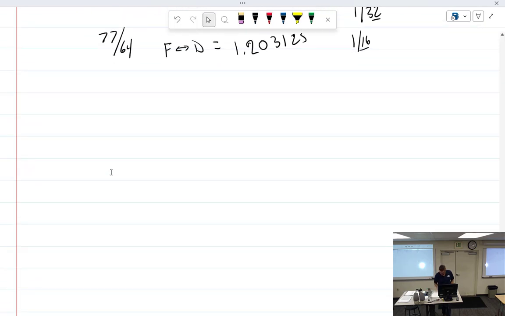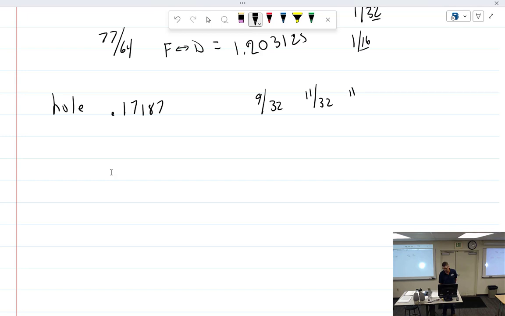Let's see. A blueprint shows a hole. We need a hole that is 0.17187 to be drilled. What fraction drill size bit is most nearly equal? Your answer choices are 9/32, 11/32, and 11/64. What do you like?